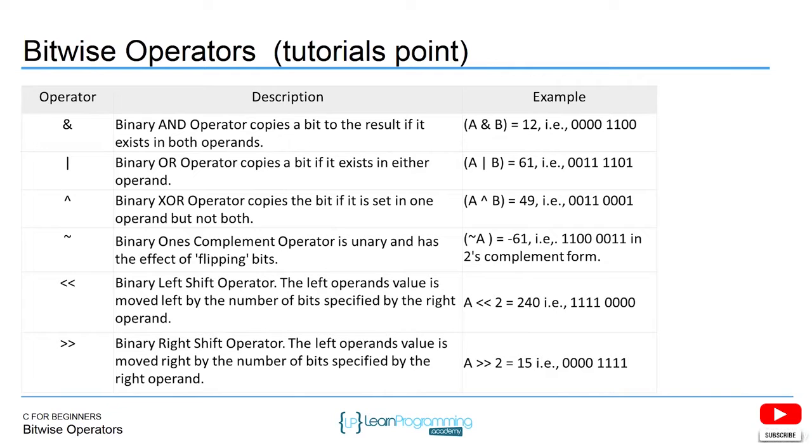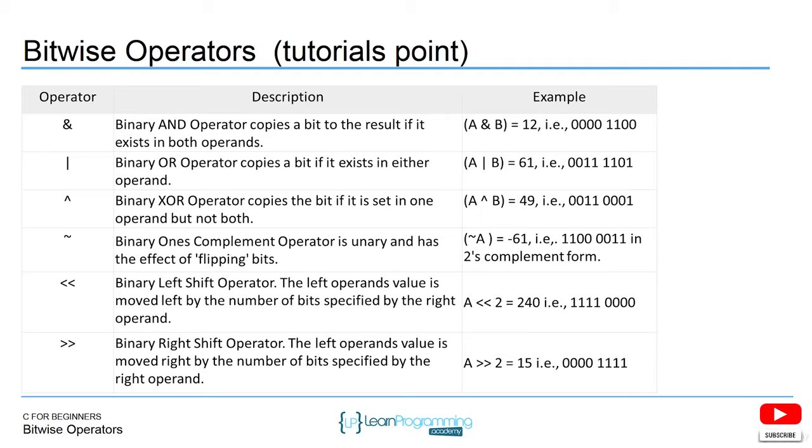So the ampersand by itself is a binary AND operator. What this is doing is copying a bit to the result if it exists in both operands. So if both of them are true, then it's going to copy a bit. If A and B is equal to 12, you're going to have a binary representation of 00001100. So A and B would be that number. And we'll go through some examples.